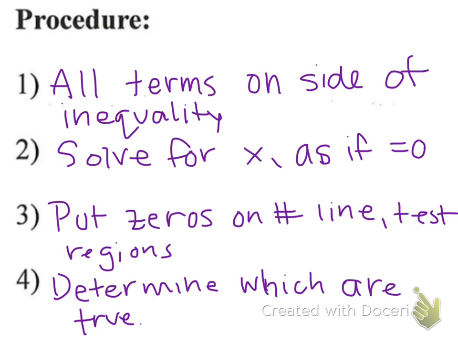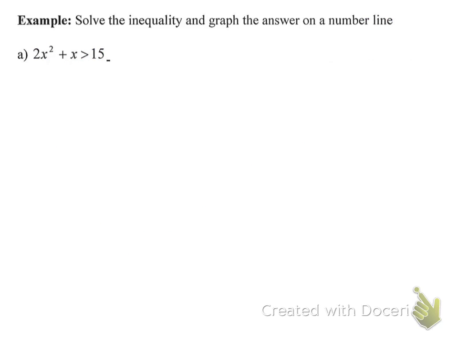Alright, so let's go ahead and do a practice problem. So notice I have 2x squared plus x is greater than 15. So step 1, I need to get all the terms on one side, so I'm going to subtract this 15 over to both sides. So now the inequality says 2x squared plus x minus 15 is greater than 0.